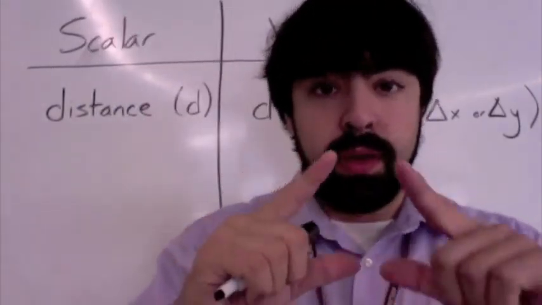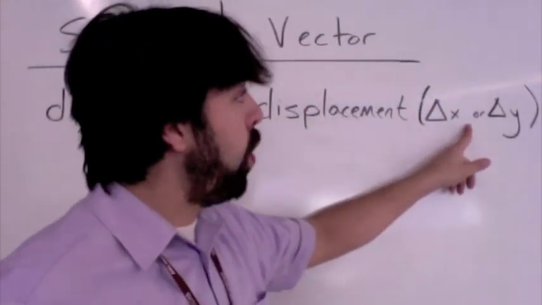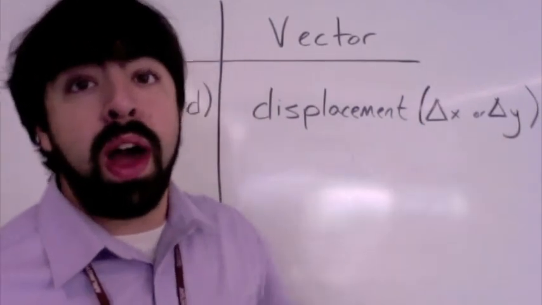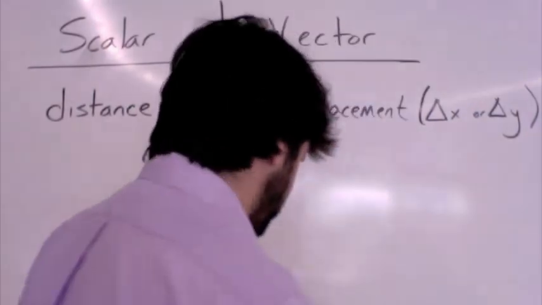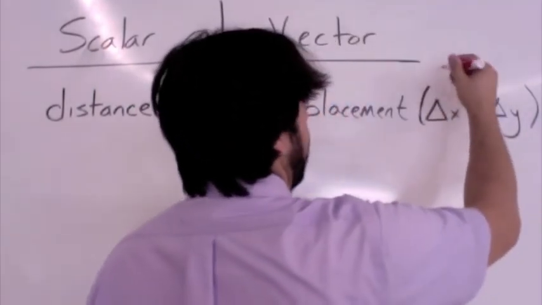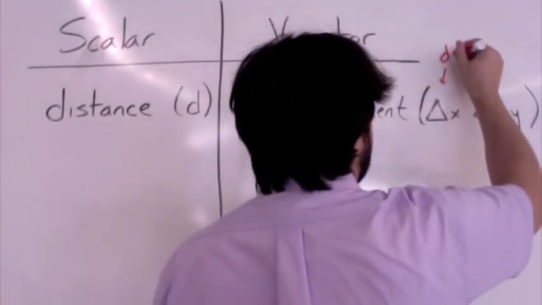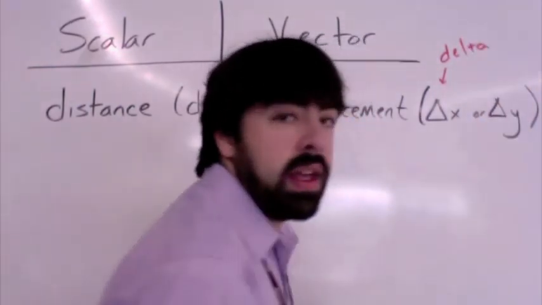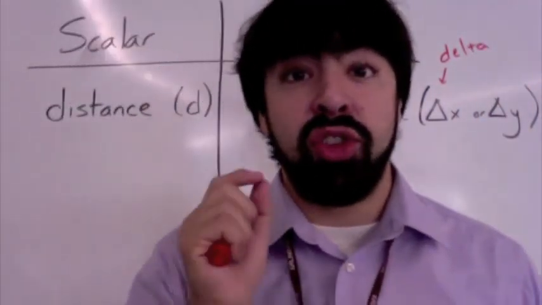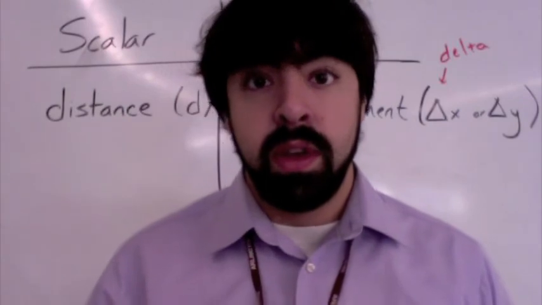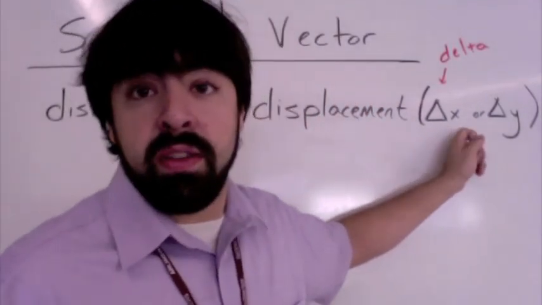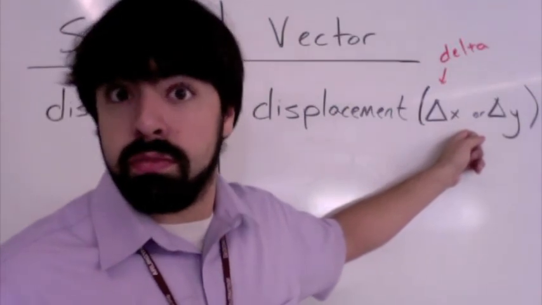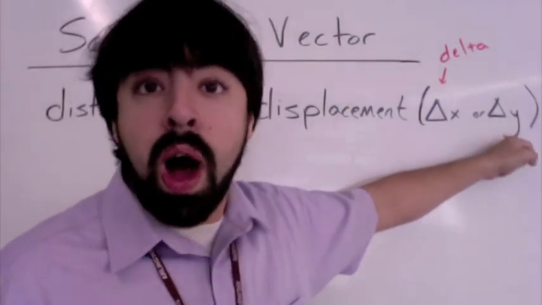A triangle symbol with an X or a triangle symbol with a Y. That triangle is called delta. So the name for this triangle is delta. It means change in. So, almost speaks for itself. Change in the X direction. Change in the Y direction.